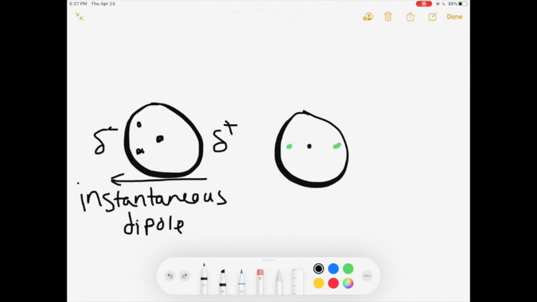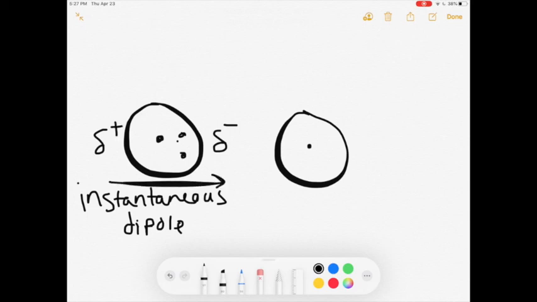Okay, repel. And they're coming this way. Because really, I wanted to draw the electrons on the other side of this atom. Okay, so let's just back up here. Put the electrons on this side. The dipole. Okay, sorry about that. Dipole going this direction.